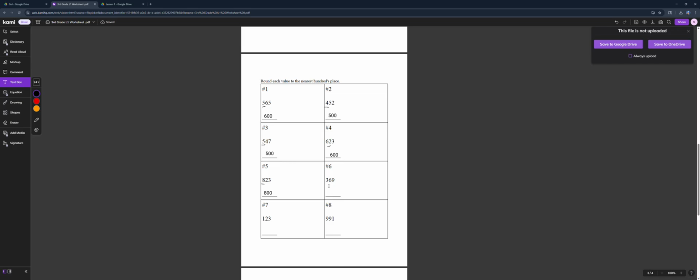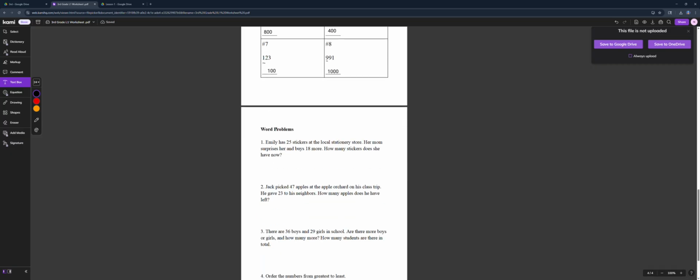Then you have number 6 here, 369. The 3 is the hundreds place, and the 6 is greater than 5, so you round it up to 400. And number 7, you have 123. The 1 here is the hundreds place, and this 2 is less than 5, so you round it down to just 100. And number 8, you have 991. The 9 here is the hundreds place, and this 9 is greater than 5, so you would round this up to 1000.